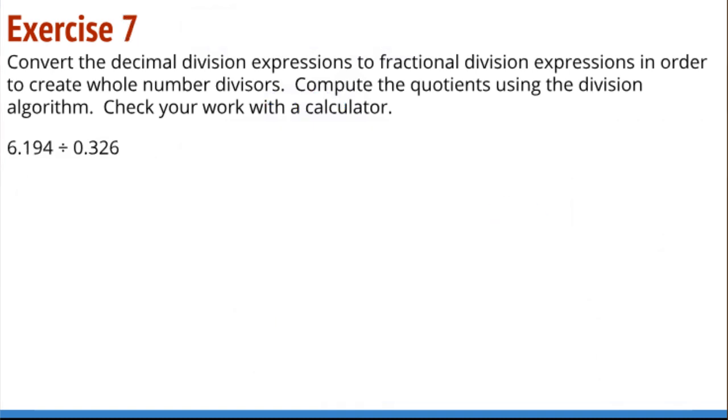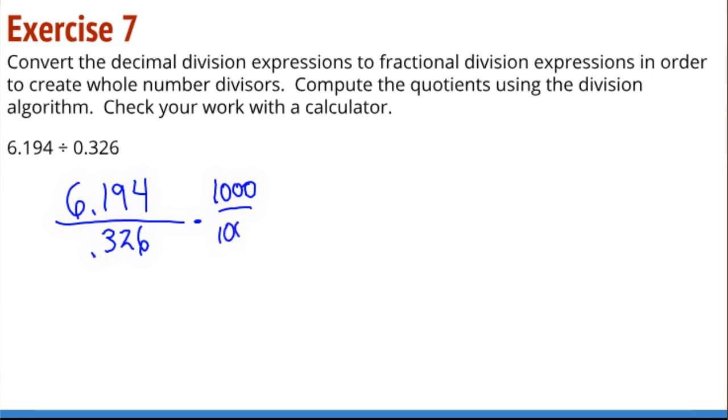All right, exercise 7. Now all of a sudden, our decimals got really big. I've got 6 and 194 thousandths divided by 326 thousandths, and I'm going to multiply both of these by 1,000. So I've got 6,194 divided by 326. That's a big number there.